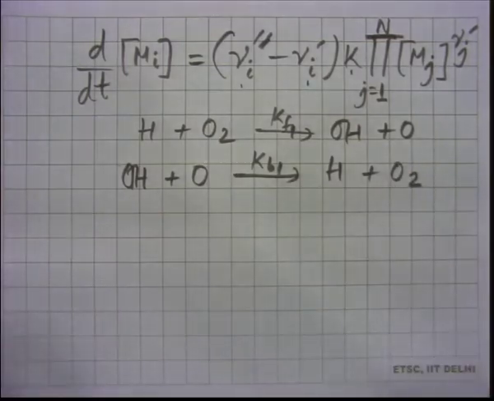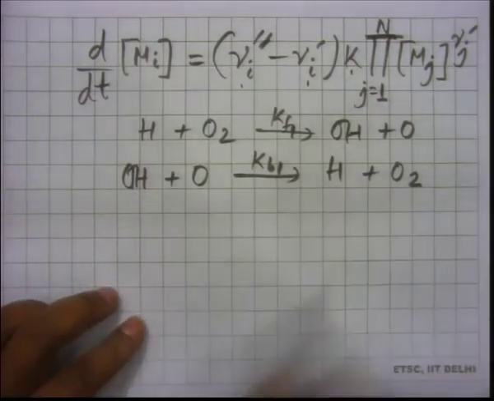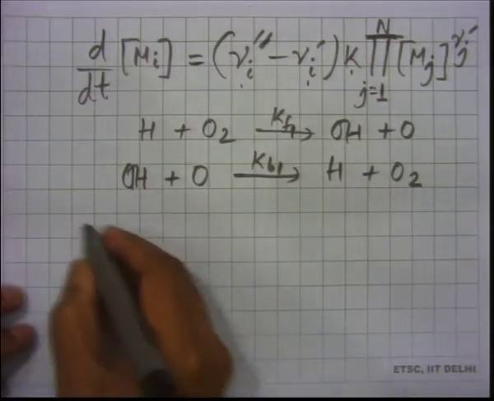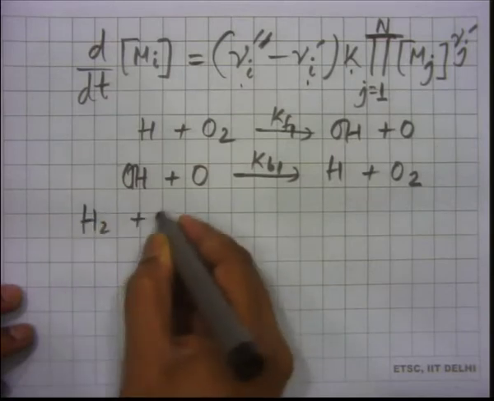Again, if writing becomes a burden, then you can just stop and note this down, because you are going to get all this material with you. So, OH plus O gives you H plus O2 through Kb1. So, this is one set of reactions. Then there is another one.